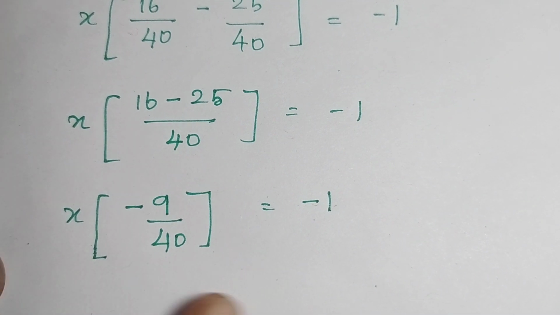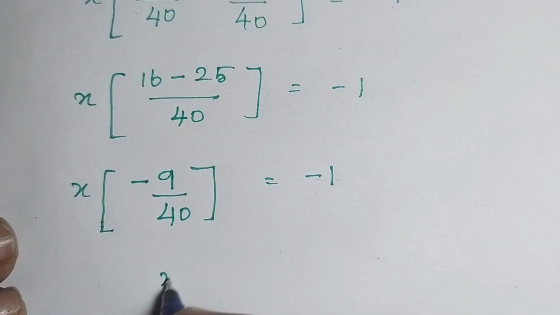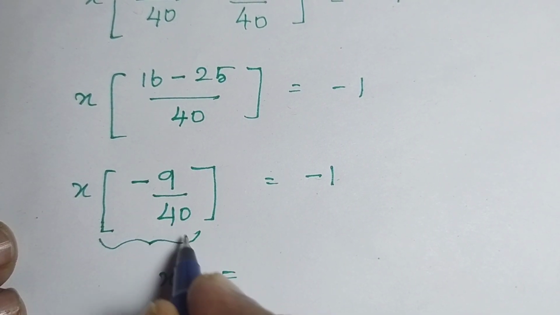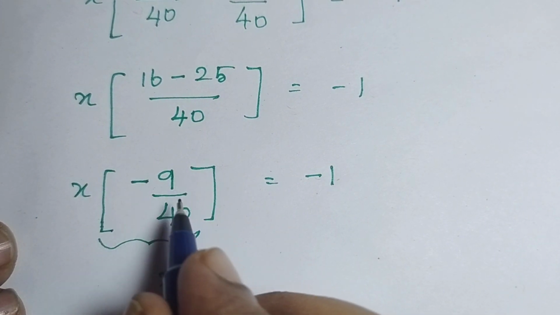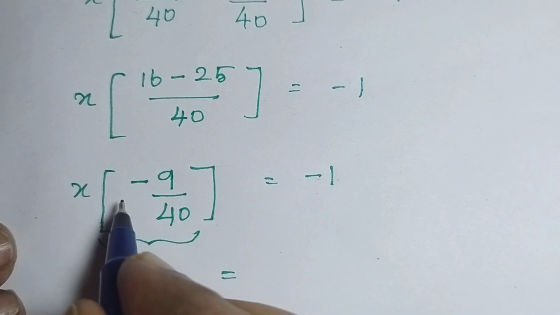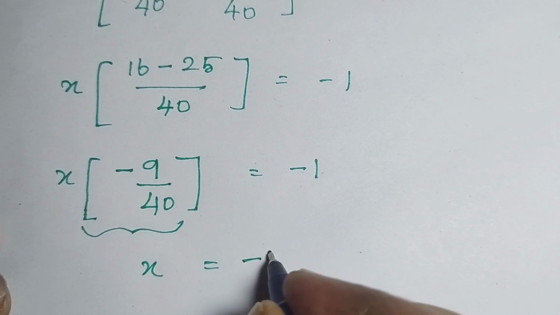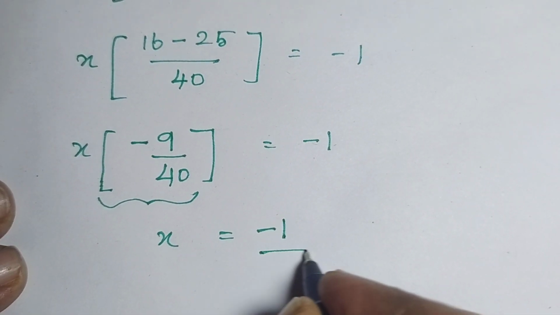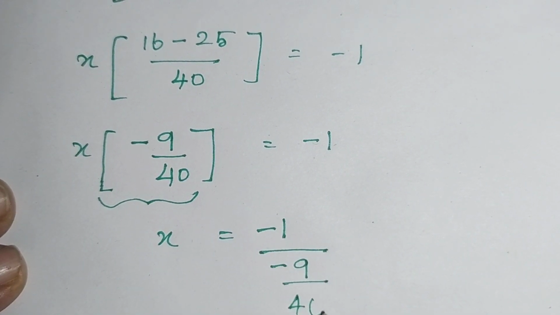So if you look here, this is in multiplication. So I need only x on the left hand side. So now I'm going to move this number towards the right. This is in multiplication. If it's in plus, change it to minus. If it is minus, change it to plus. But it's in multiplication, so change it to division. So minus 1 divided by minus 9 divided by 40.